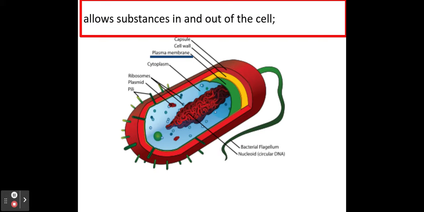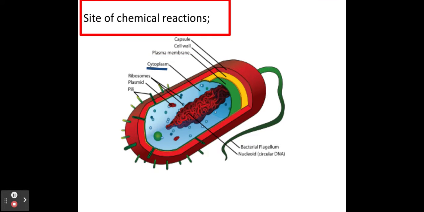Next one is the cell surface or the plasma membrane. This is the only membrane you'll find within a prokaryote, and it's involved with allowing substances in and out of that cell. Next one is the cytoplasm, which is the site of chemical reactions. We also have ribosomes, which are involved in protein synthesis.